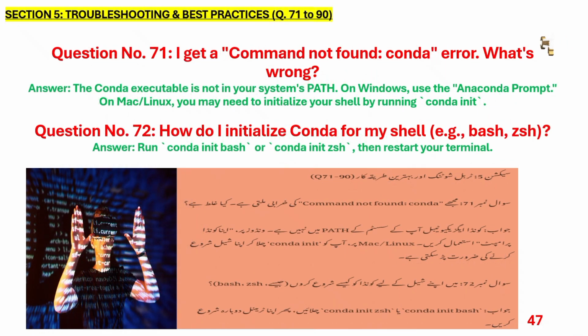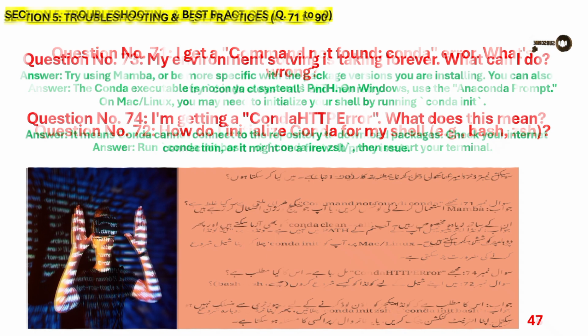Section 5. Troubleshooting and Best Practices. Questions 71 to 90. Question number 71. I get a "command not found: conda" error. What's wrong? Answer: The conda executable is not in your system's path. On Windows, use the Anaconda Prompt. On Mac or Linux, you may need to initialize your shell by running conda init. Question number 72.